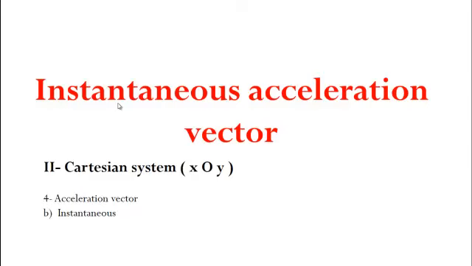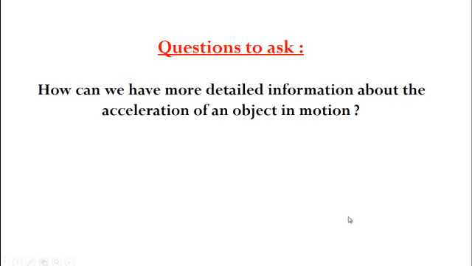Now, the instantaneous acceleration vector. So we talked about the average. We'll talk about the instantaneous in order to have more information about the motion. So what is this instantaneous acceleration vector?